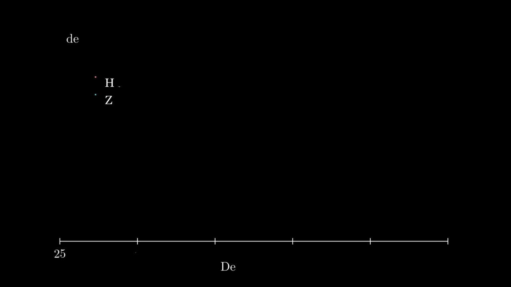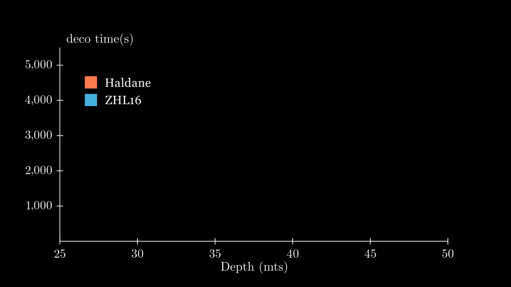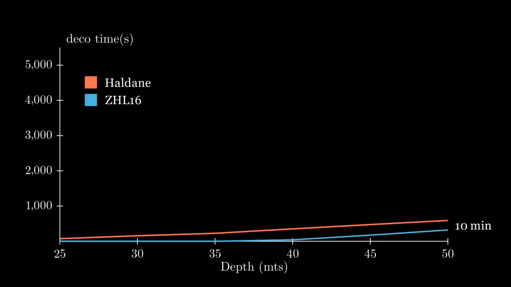We can compare the decompression demand for ZHL and Haldane models for several depths and bottom times. The depths vary from 25 to 50 meters deep. We can see that for a 10 minutes bottom time, Haldane is always more conservative than ZHL, predicting longer decompression time. ZHL only required decompression for dives 40 meters or below. Decompression for those short bottom times, as stated previously, is bounded by fast tissues.